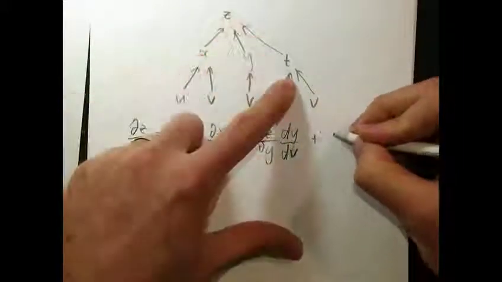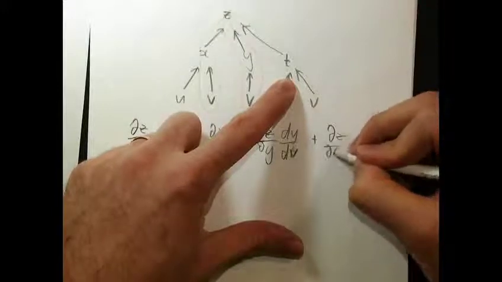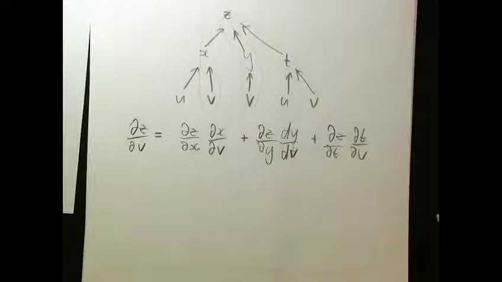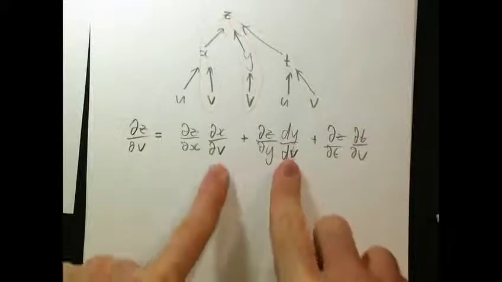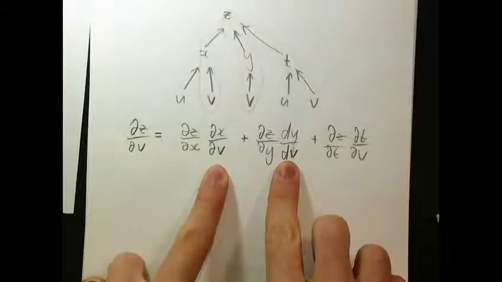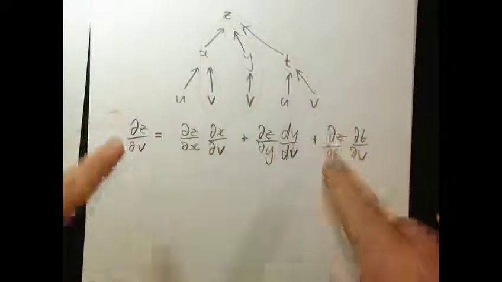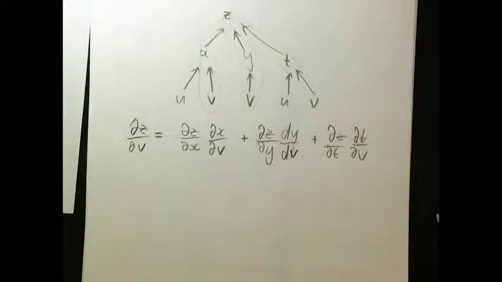And then there's another path here, dz on dt, dt on dv. Because there are three paths that end in a v, there are three pieces that are added together. The difference between a straight and a curly d is how many choices there are at each path. There's only one choice of where to go, so it's a straight d, but all the other ones have more than one choice, so it's curly. All right, that's the chain rule.